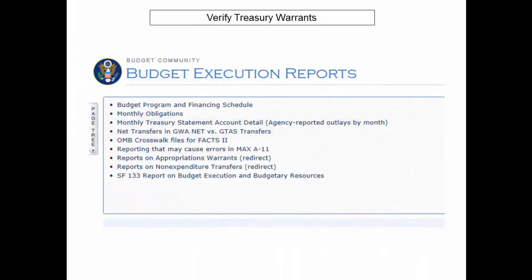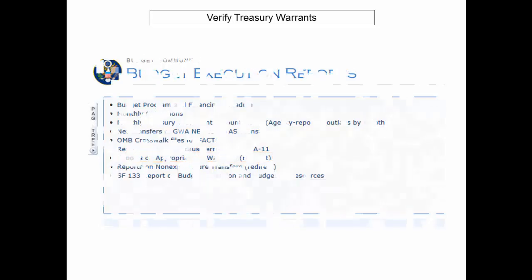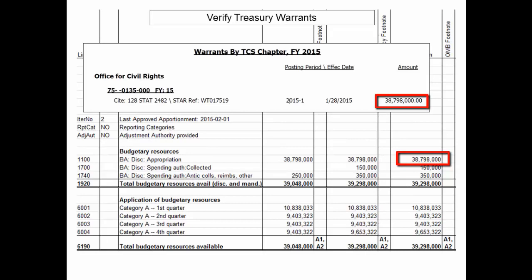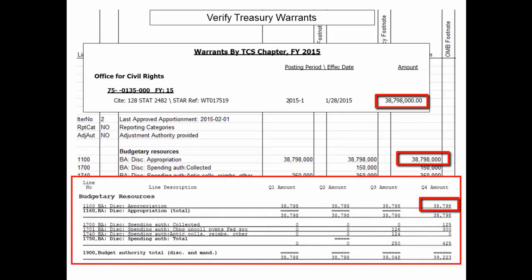Let's confirm the Treasury warrant. First, we'll use the Reports on Appropriation Warrants on the Max Community page. Now, we can compare the warranted amount with both the SF132 and the SF133. $38,798,000 on the warrant report, $38,798,000 on the apportionment, and $38,798,000 on the SF133.